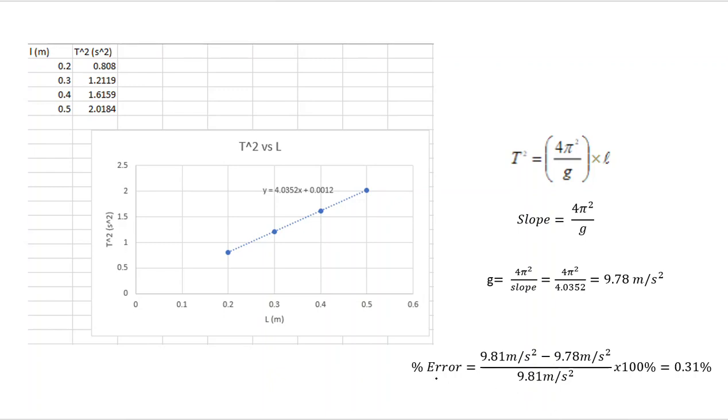At the end, I found the percentage of error between the accepted acceleration of gravity, that means the 9.81 meters per second squared, the value that we set as acceleration of gravity on the earth, minus the gravity that we determined experimentally, divided by the accepted value of the acceleration of gravity, and the percentage of error in this case was very, very low.